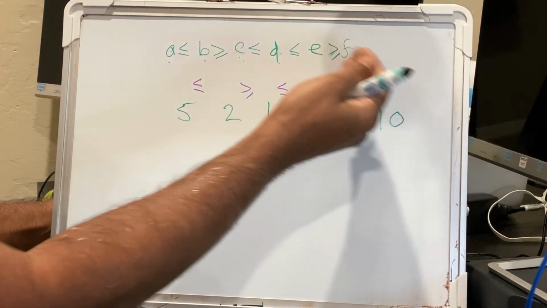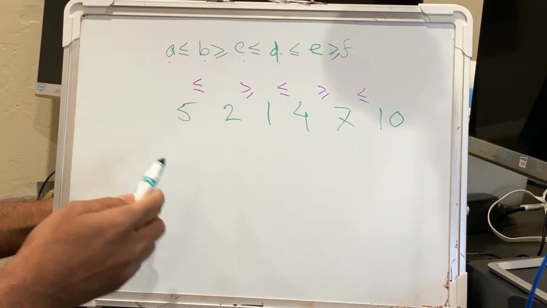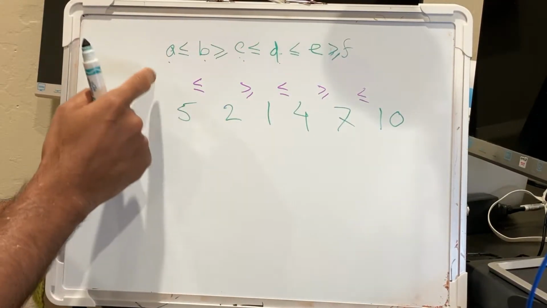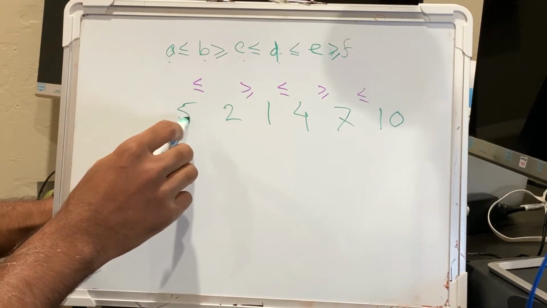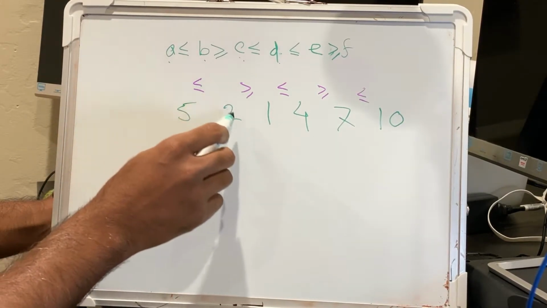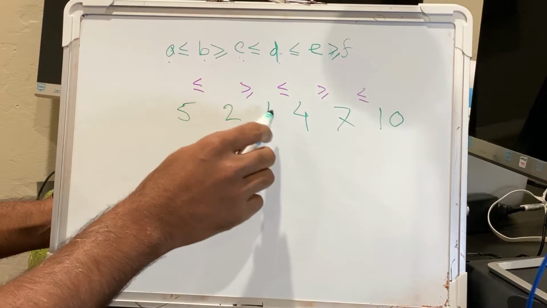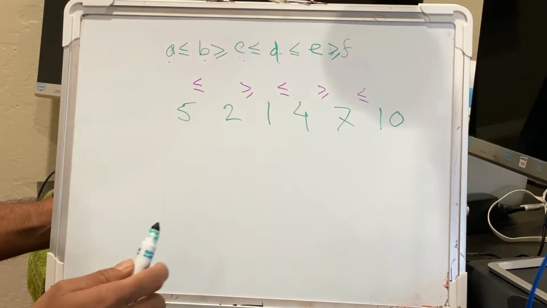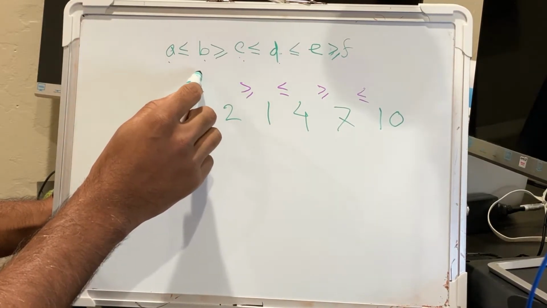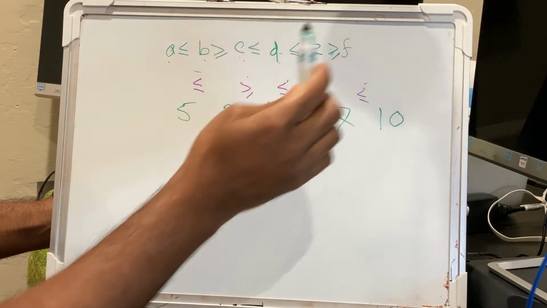And we need to arrange this array in such a way that it fulfills these conditions. What it means is that the first value will be less than or equal to the second value, which will be greater than or equal to the third value, and so on. So I have written down those conditions here, and here.